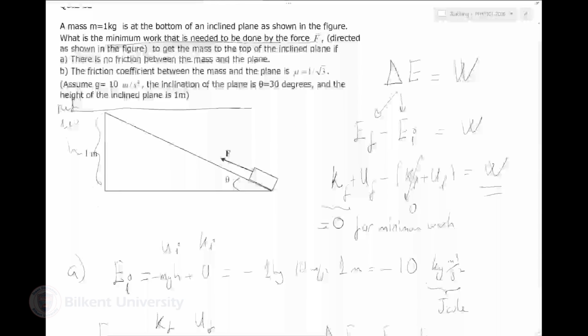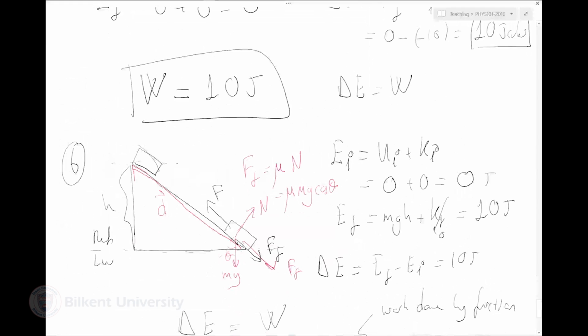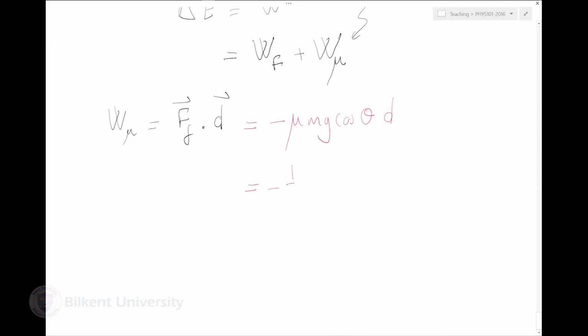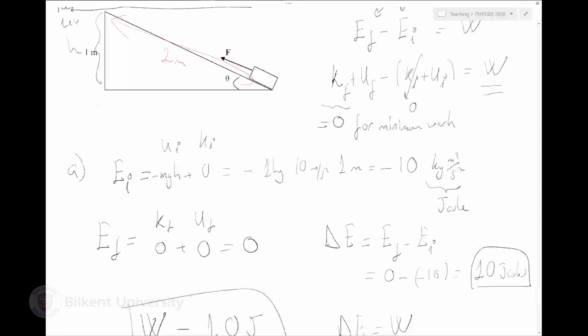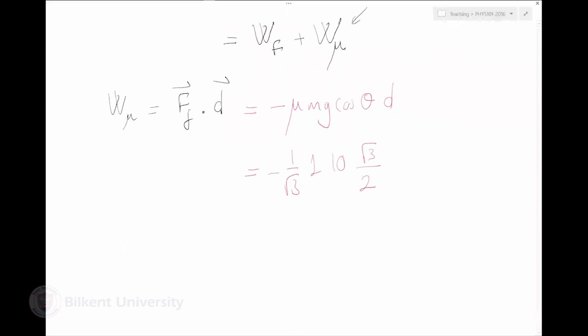I don't remember what mu was. Mu is 1 over square root of 3. M was 1. G was 10. Cosine theta is square root of 3 over 2. How about D? If this is 1 meter, D is 2 meters. Excellent. It's as if someone has picked these numbers to give nice results.